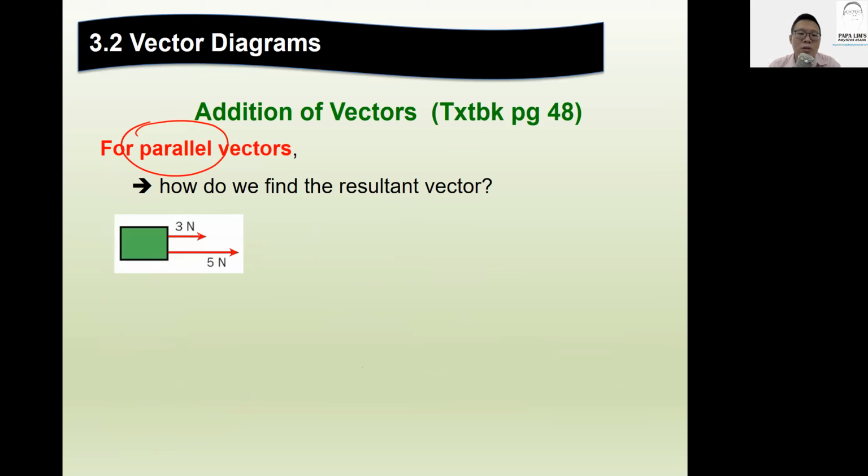For example, 3 Newton and 5 Newton acting on the object, pushing it to the right. Now I can add them together to get what we call a resultant force. This means that whatever these two forces, 3 Newton and 5 Newton, can achieve, I can replace with another force, which I call a resultant force, which is 8 Newton.